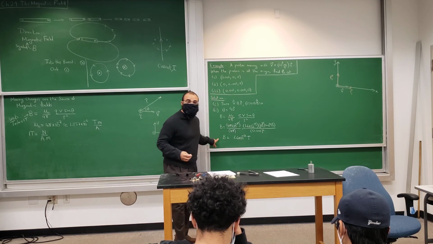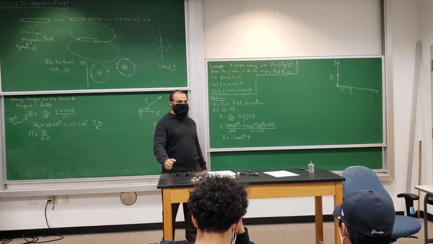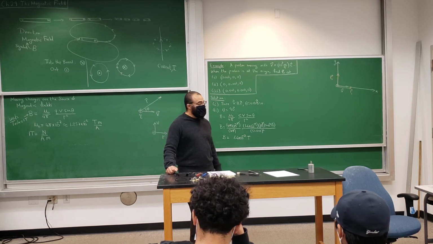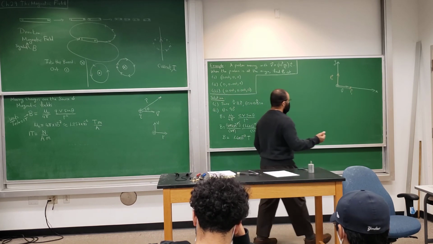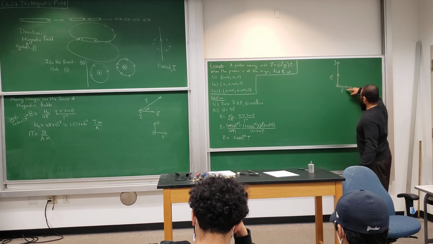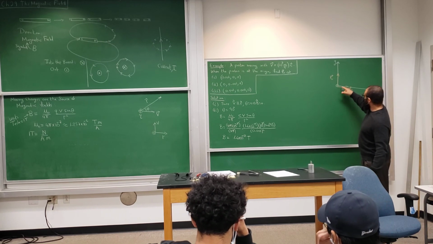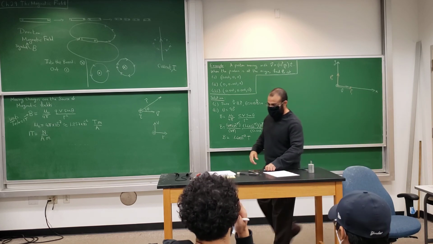Direction. What's the direction? Coming out of the board. And how do we know that? You do the cross product, or the curling of the fingers. You cross V, and since we're talking about R2, you curl your fingers from V to R2.